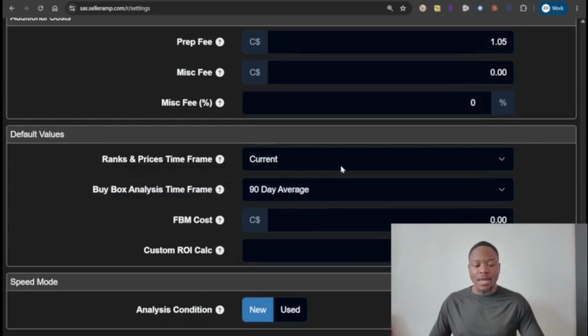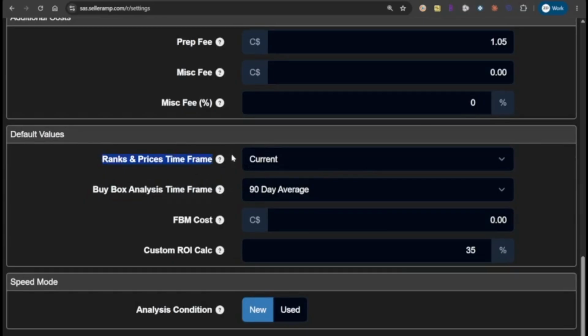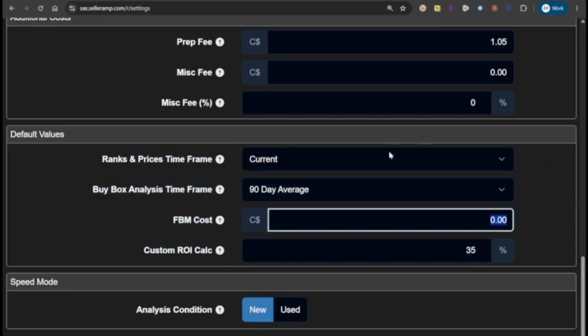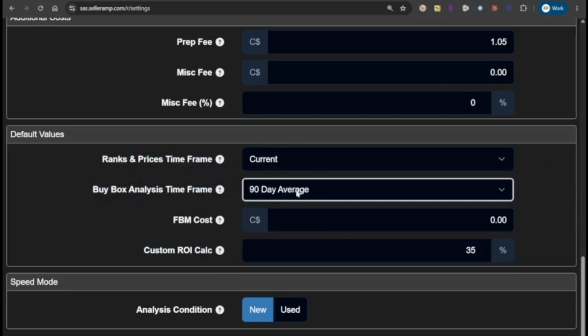Now, the next thing that is super important is that you pretty much want to keep everything else in here the same. I don't remember having to change any of that. So the current price, keep this at 90-day average.